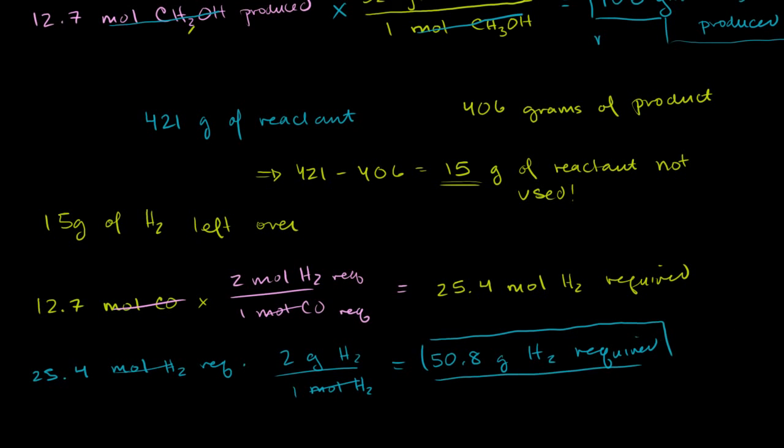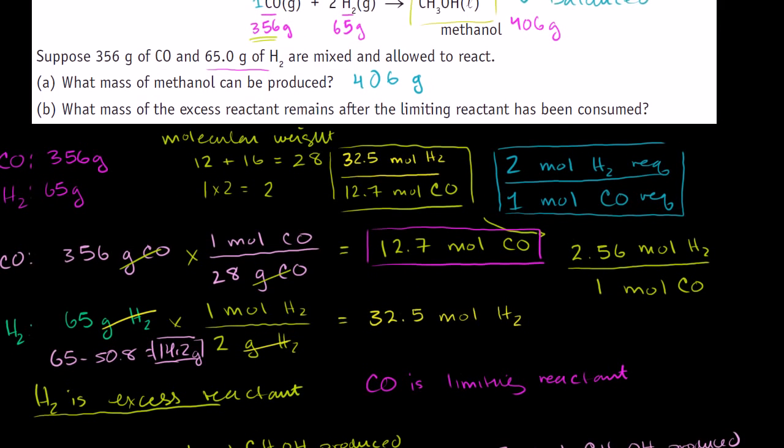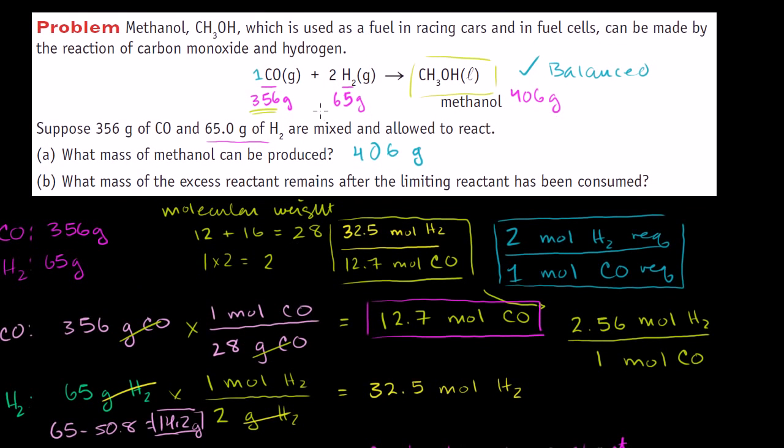Now, they wanted to know how much is left over. So we're going to consume 50.8. We started with 65. So if you subtract 50.8 from 65, you're going to get 14.2 grams left over. And that compares to the 15 we got left over when we just took the 421 minus the 406. The difference between the 14.2 and the 15 is really just a little rounding here and there with our digits. Anyway, hopefully you found that helpful.